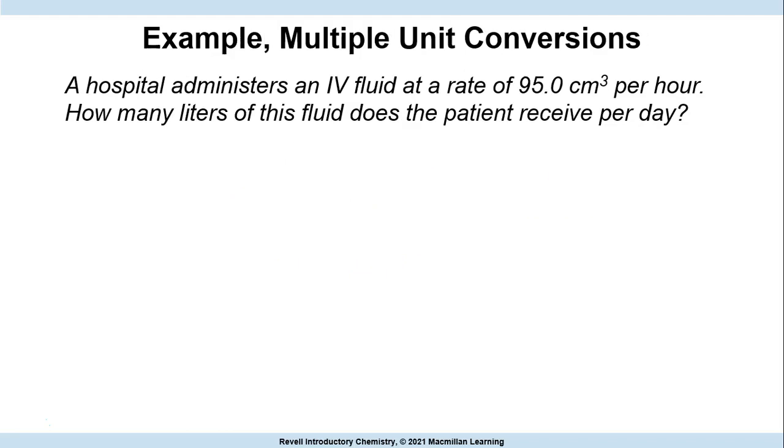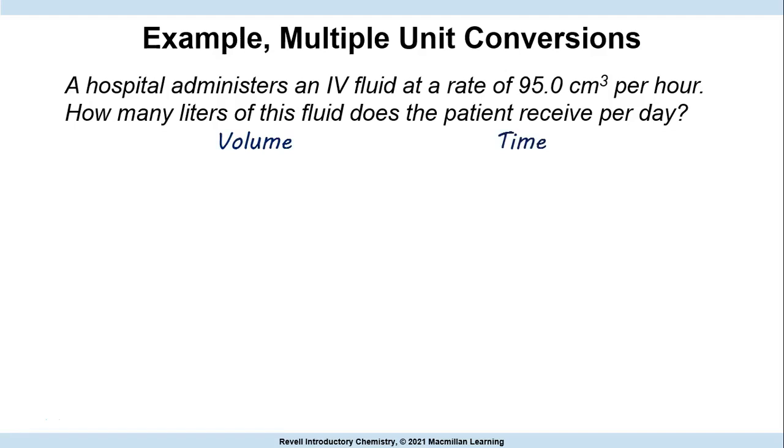Now let's look at how we can multiply unit conversions. For example, a hospital administers an IV fluid at a rate of 95.0 cubic centimeters per hour. How many liters of this fluid does the patient receive per day? Now, this is per hour. How many are they going to receive per day? We need the conversion factors here. So the volume and the time is what we are talking about.